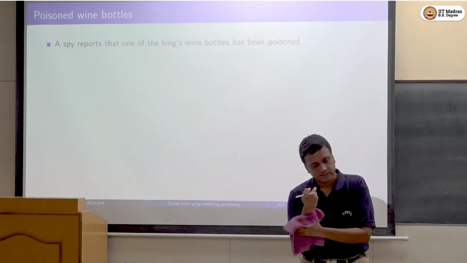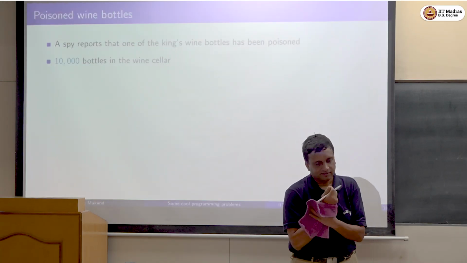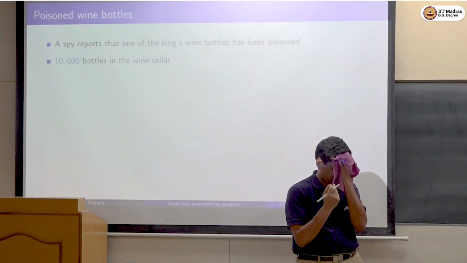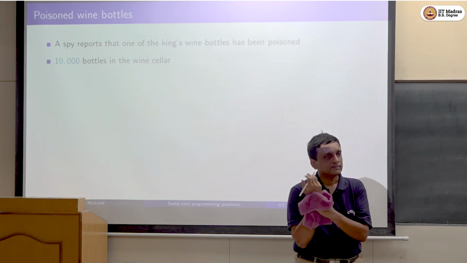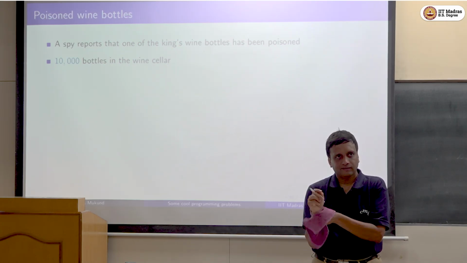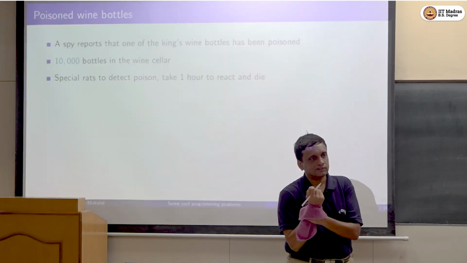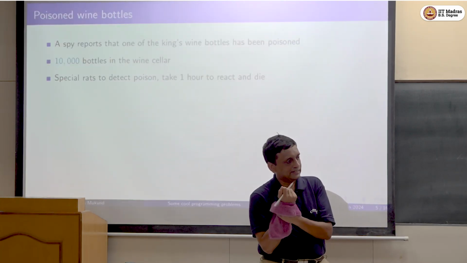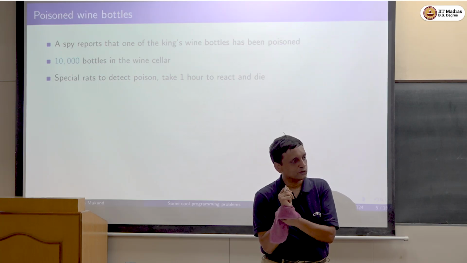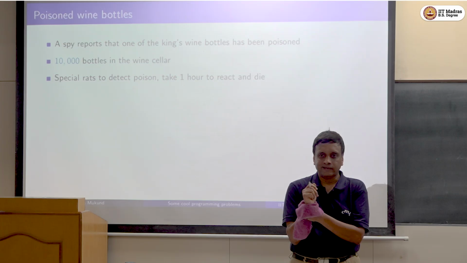Okay, so a spy reports that one of the king's wine bottles has been poisoned. And there are 10,000 bottles. Okay, so the king has a kind of manual way of fixing this. The king has a collection of rats which can be used to detect the poison, but it takes a rat 1 hour to react and die.